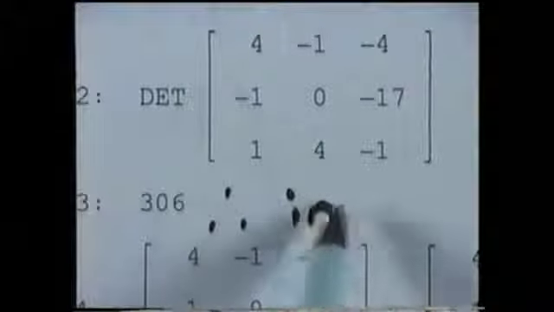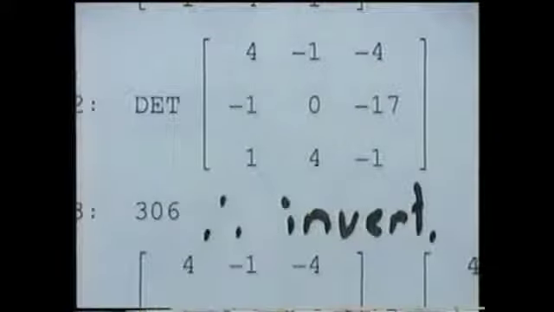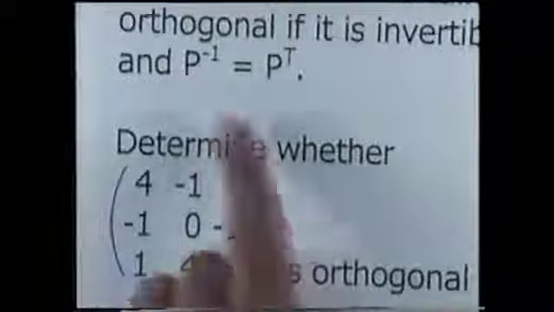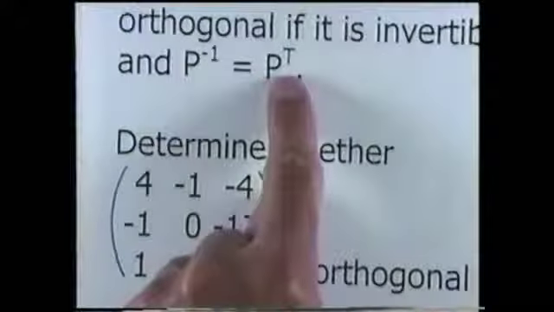So I went to Derive, and I had Derive author the matrix, and then I told Derive to evaluate the determinant. The determinant was 306, so that told me it was invertible. So I can invert it. Now I know it's invertible. The next condition that had to be true is that P inverse has to equal the transpose.